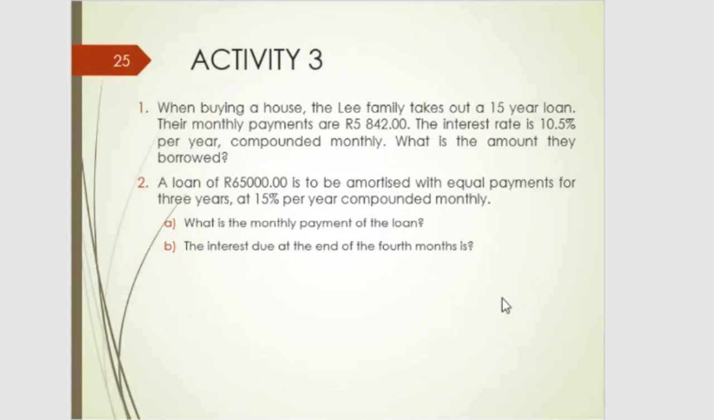Let's look at this one. All right, the first one. When buying a house, the Lee family takes out a 15-year loan. Their monthly payment is 5,842. The interest rate is 10.5 per year compounded monthly. What is the amount that they've borrowed?